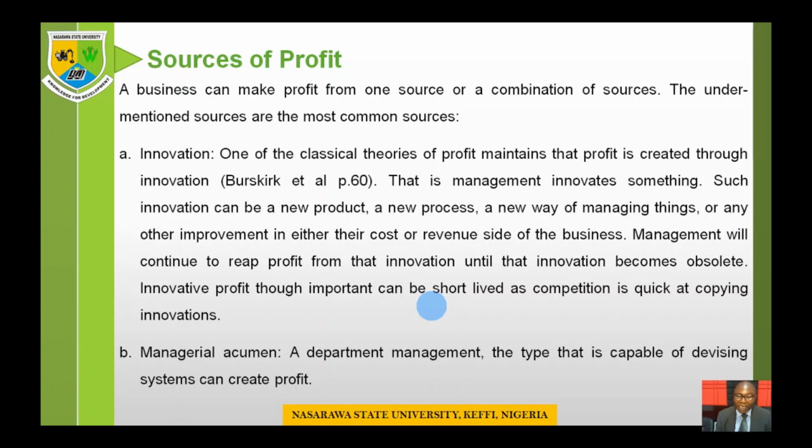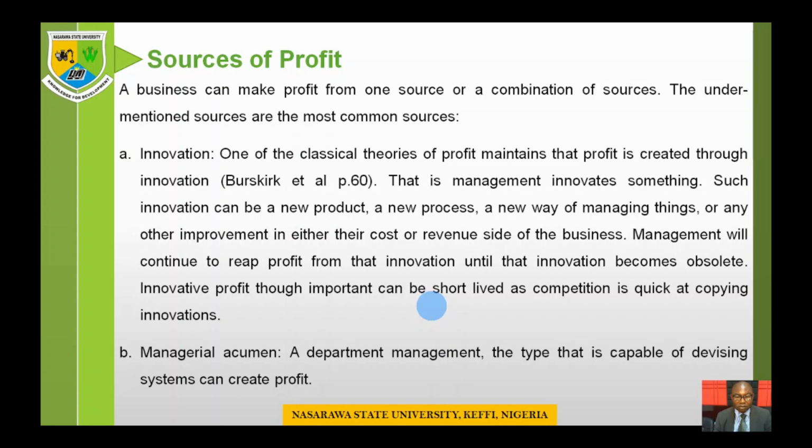Anything that is innovated only has a lifespan. It will come to a point that it becomes obsolete. At that point, many have already discovered that innovation and it's no longer an innovation, and they will go into it to also benefit from it. So innovative profit, though important, can be short-lived, meaning that it does not last for too long, as competition is quick at copying innovations.